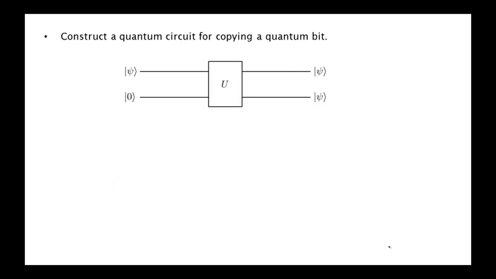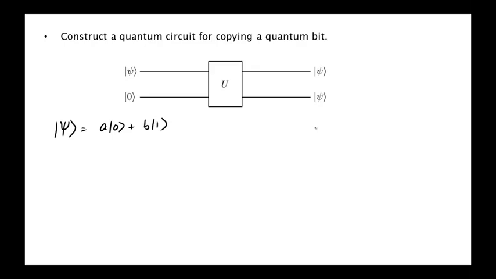So imagine now that you're given an unknown quantum bit. It's in some state psi which you don't happen to know. So let's say psi was A0 plus B1, where A, B are complex numbers and you don't know what A and B are. But you want to somehow create a copy of this bit. So you start with a clean qubit in the state 0, and now you want to do some transformation to these two qubits so that you end up with both qubits in the state psi.